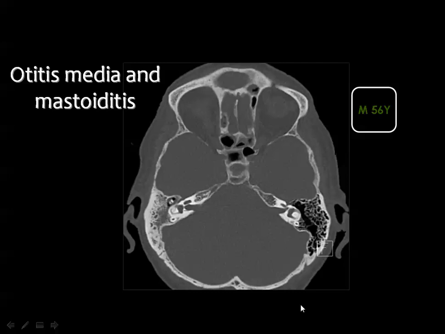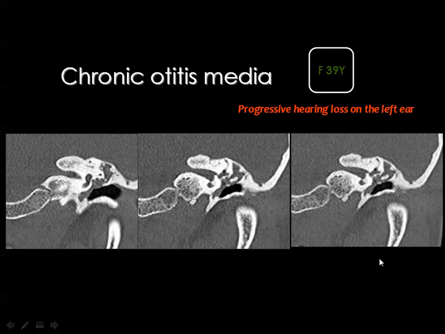And here you look for the opacification of the middle ear cavity, mastoid antrum, mastoid air cells. You look for the integrity of the ossicles. And of course, you need the clinical support of the otitis media in order to be sure that you are dealing with an inflammatory process.